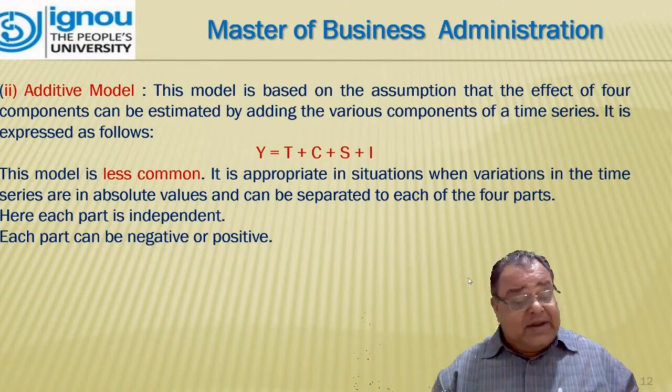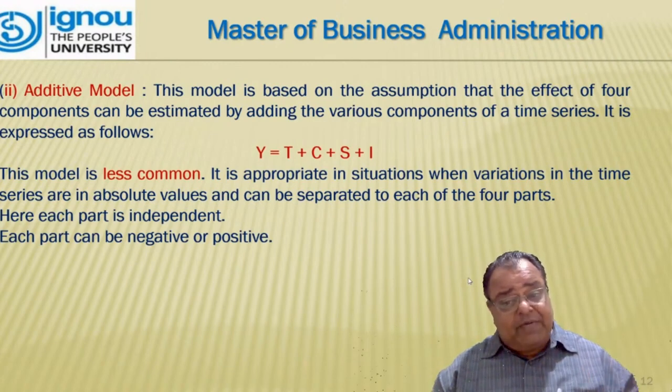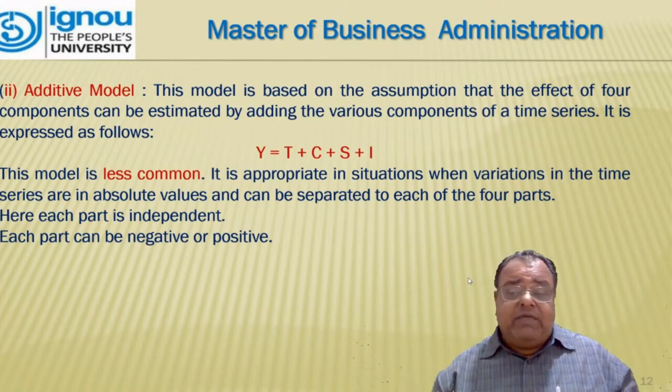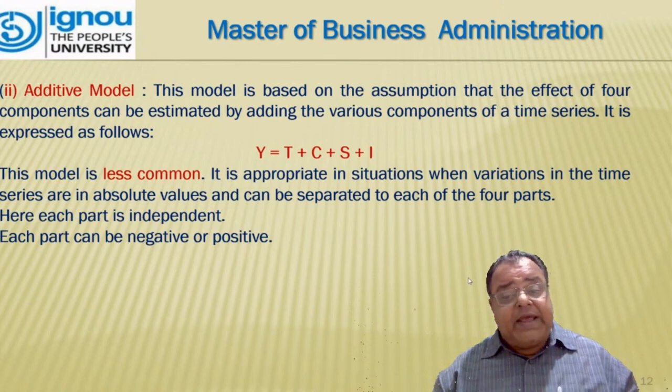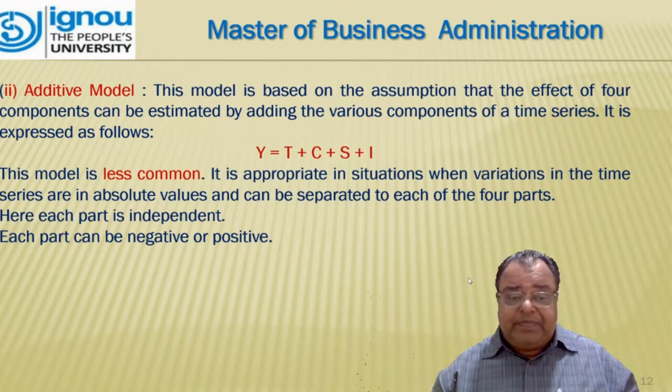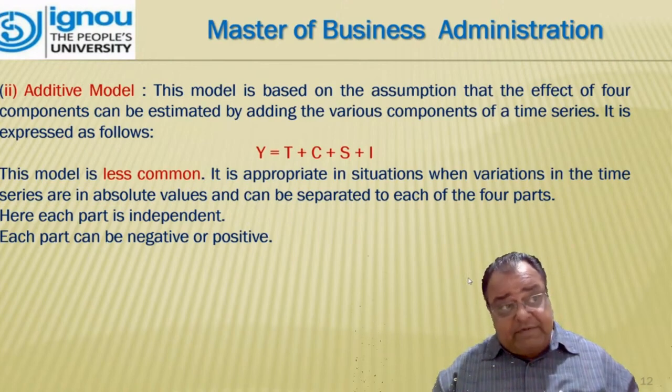This model is less common. It is appropriate in situations where variations in the time series are in absolute value and can be separated into each of the four parts. Here each part is independent and each part can be negative or positive.